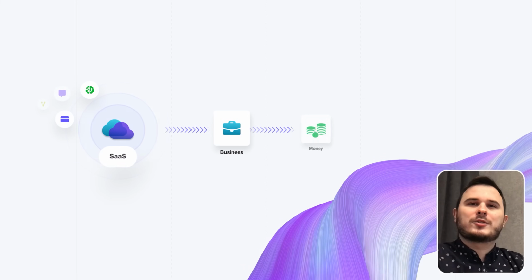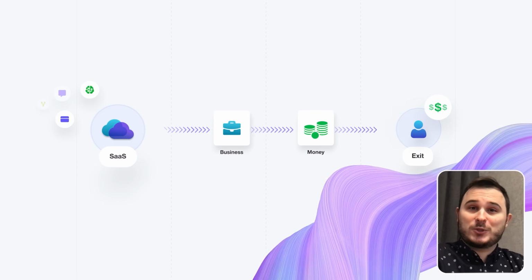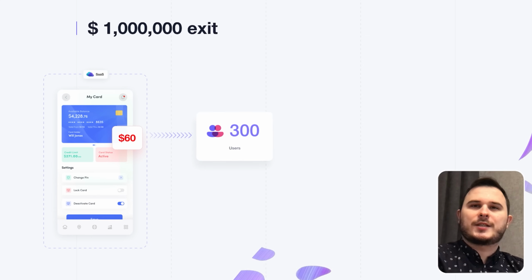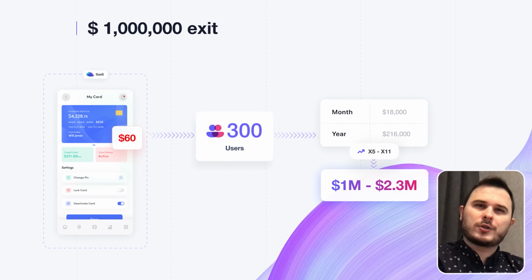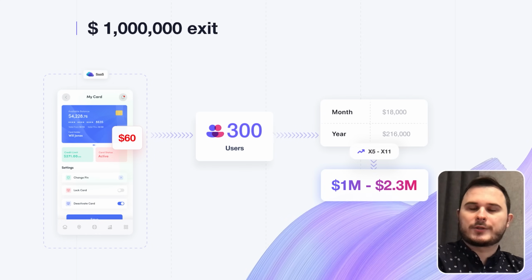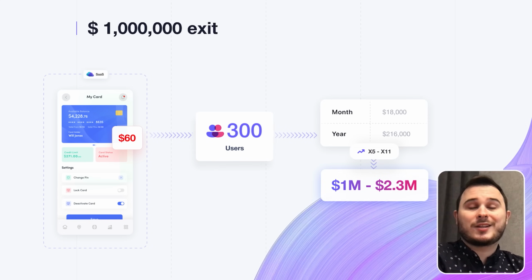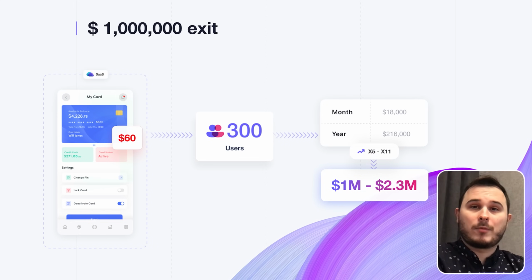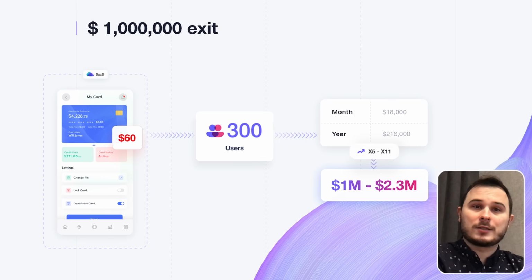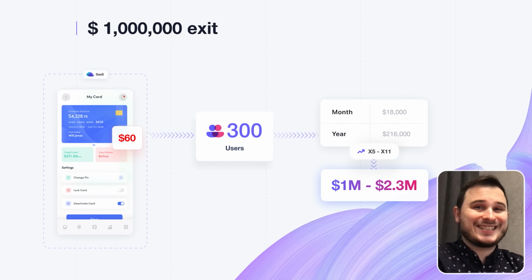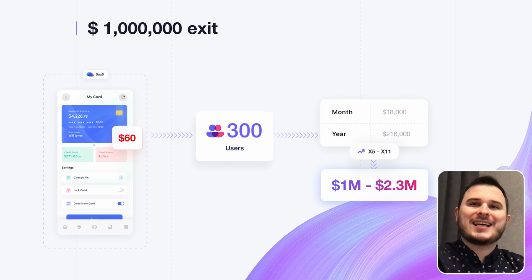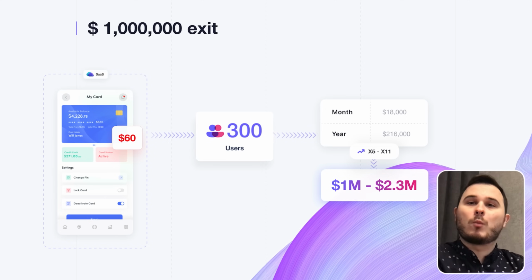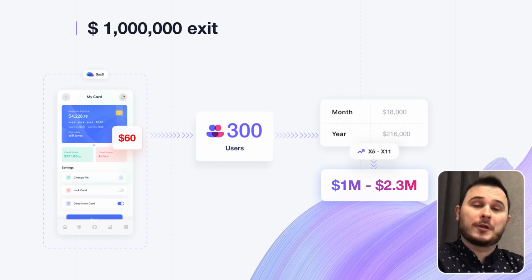Alright, when we are talking about SaaS, we are talking about business. And when we're talking about business, we're talking about money and your potential exit. How to do that easily? Let's say you want to sell your SaaS startup with a $1 million price. So first you have to get the right number of paid users. Picture this: you have a service where you are charging, let's say, $60 per subscription. That means you have to get at least 300 users per month to get your 18K per month, which translates to $216,000 per year. And using the SaaS business model multiplier from X5 to X11, your startup could easily be valuated from $1 million to $2.3 million.